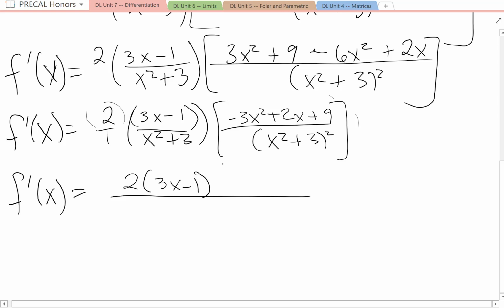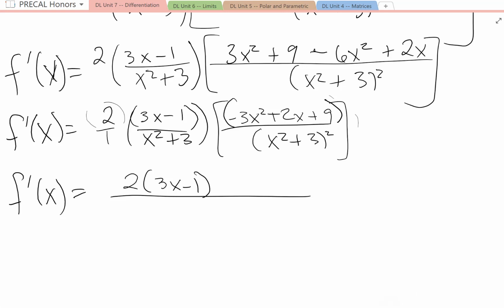times this quantity. Now, I'm not a huge fan of the negative being in the front, but you don't have to factor out the negative. But I am going to because that's my personal preference. I will not count it wrong if you don't factor out the negative. I will count it wrong if you have part of your answer factored and then part of it is not. I will factor out the negative.